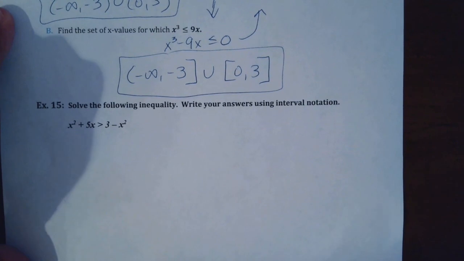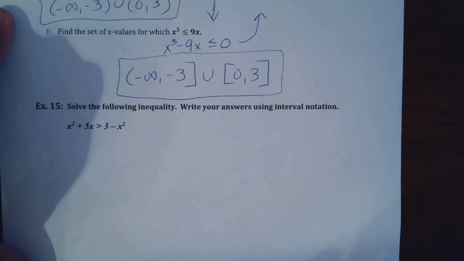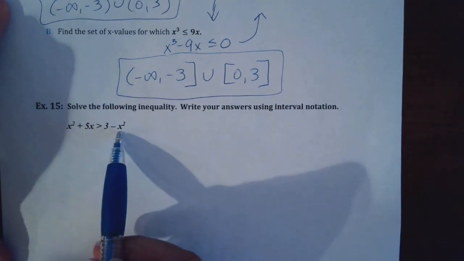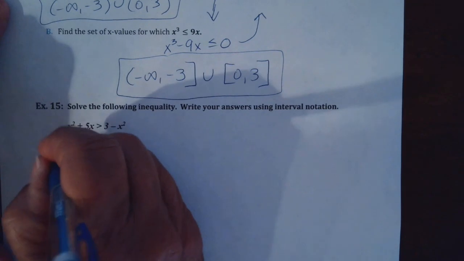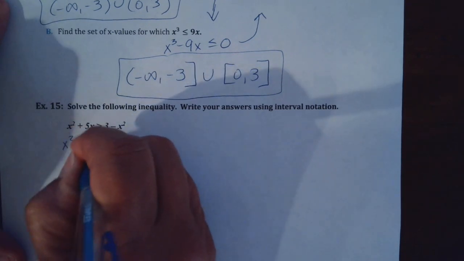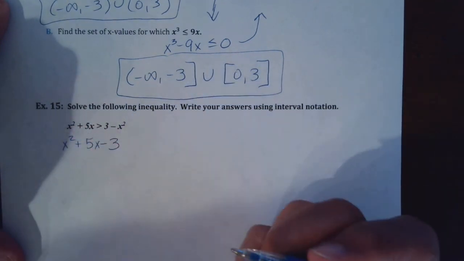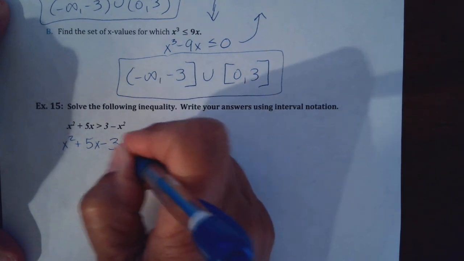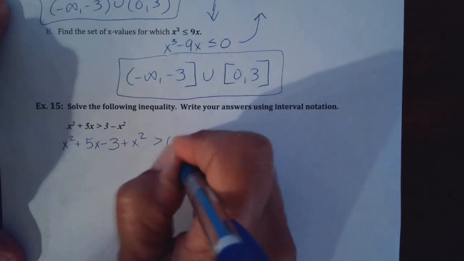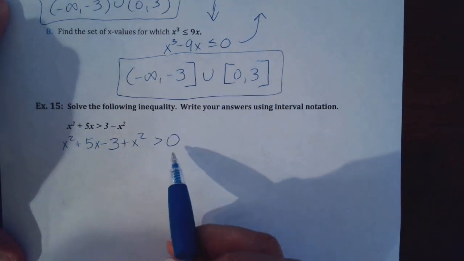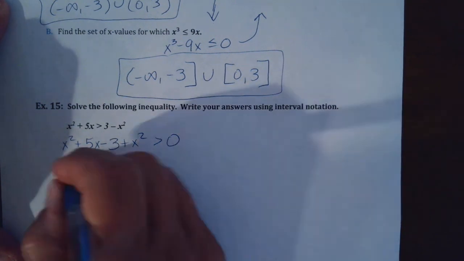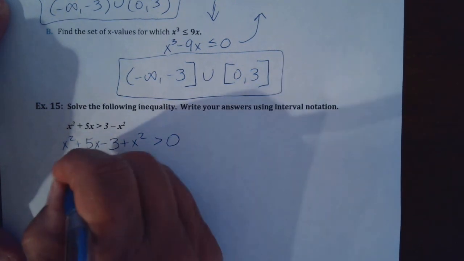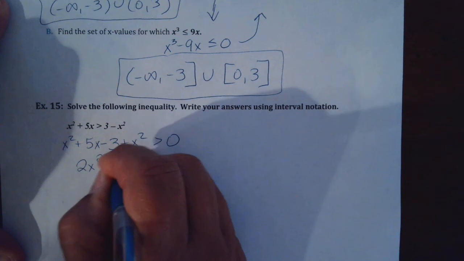Okay, last one, solve this inequality. So I need to move these two numbers over here. So x squared and the 5x are going to stay where they are. 3 has to come over, it'll become minus. X squared has to come over, it'll become positive, and there's my 0. I can add the 2x squared plus x squared to get 2x squared.